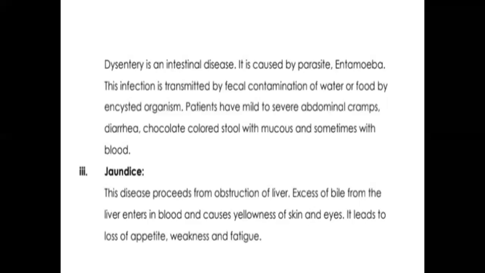Jaundice: this disease proceeds from obstruction of the liver, a problem in the liver. Excess of bile from the liver enters into blood and causes yellowness of skin and eyes. It leads to loss of appetite, meaning the patient does not feel any hunger for food, weakness and fatigue. Fatigue means tiredness. You can see this is jaundice. The skin and eyes become yellow.